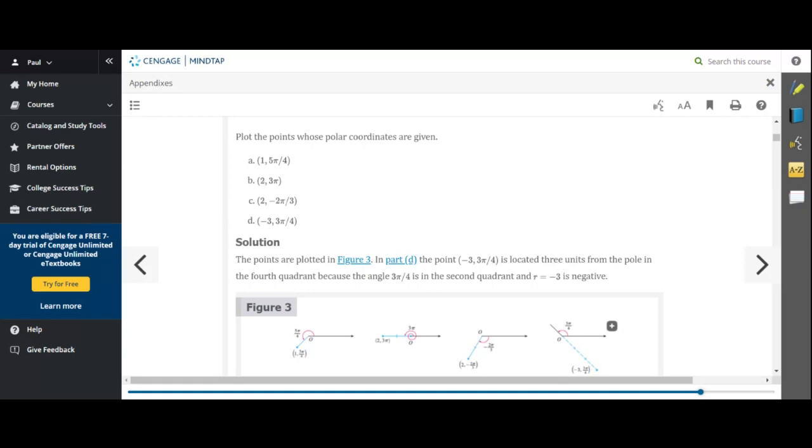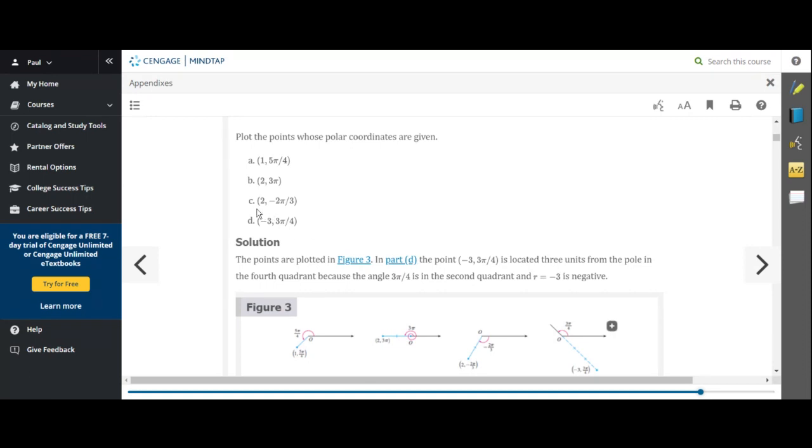And then from the origin, you look in the direction of 540 degrees. You look in that direction, and you move out a positive radius 2, and you get 2, 3 pi. All right. Are there any questions on the second polar coordinate 2, 3 pi? All right. Well, then let's move to C here.